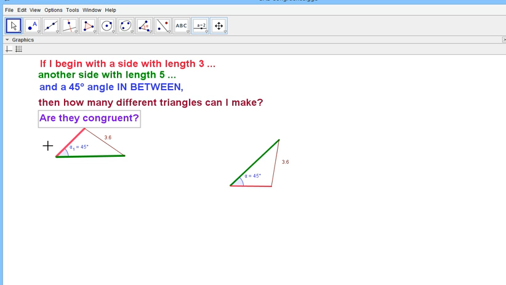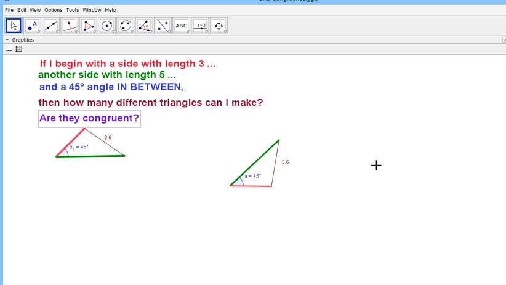And if I flip this upside down, of course, this red one will line up with this red one. This green one will line up with this green one. And this brown one will line up with this brown one. And so the fact is that these two triangles are congruent.